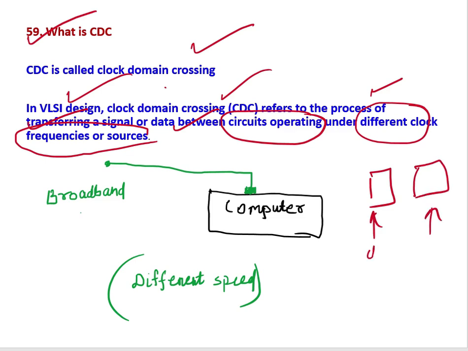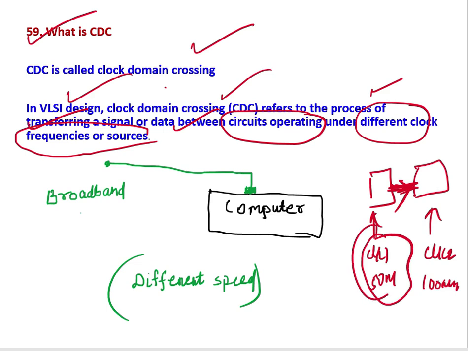So this is clock 1 and this is clock 2. Let's say it is 50 megahertz and let's say it is 100 megahertz. If you want to transfer data between these two modules or two circuits, then there should be some kind of synchronization, right? Because this one is 50, very slow, and this is very fast, so there will be a mismatch of data.